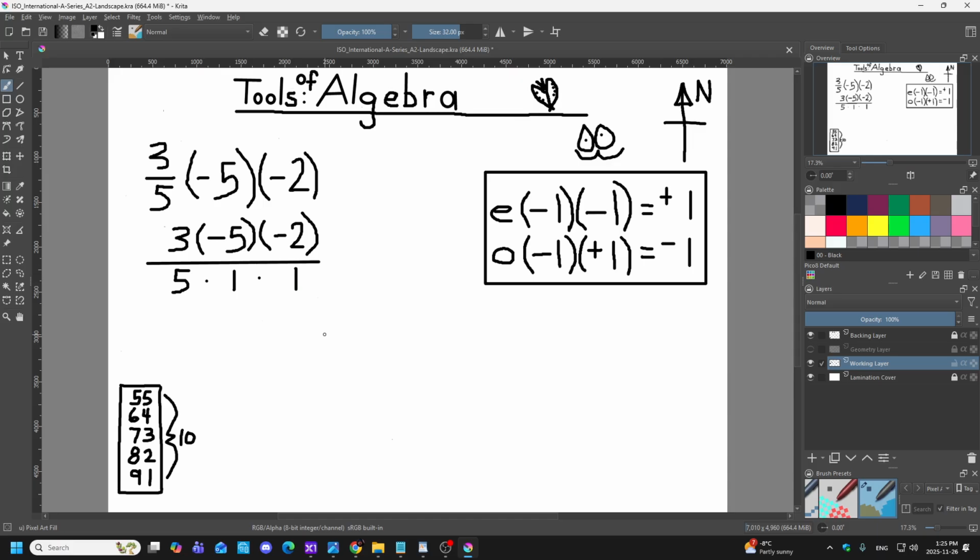We could worry about the sign at the end, or you could do it at the beginning. That's up to you. We have a positive. We don't really need to focus too much on the positives. It's the negatives that we need to pay attention to the most. We have 1, 2 negatives. That 2 is obviously an even number. Therefore, our final answer is going to be a positive.